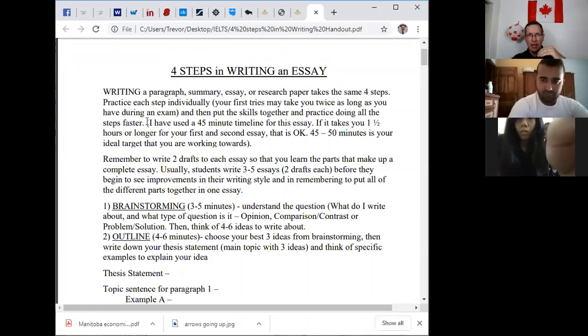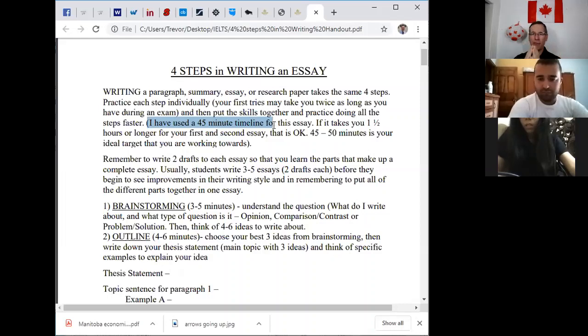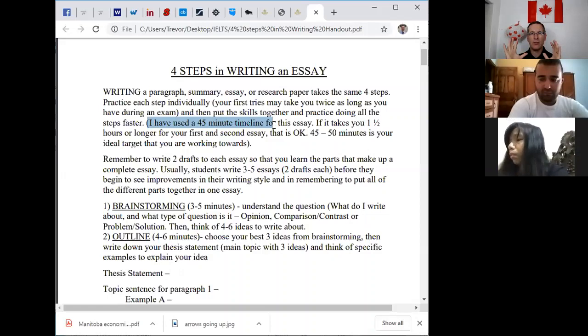What I ask students to do is to write an essay. I use a 45-minute timeline because with IELTS, you have 1 hour and you have task 1 and task 2. So typically students would spend 12, 15, maybe 20 minutes on task 1 and then 40 to 45 minutes on task 2. When you first start writing, it probably takes you a little more time, but once you've practiced over 3 or 4 essays, you'll find it gets faster and the time to think of ideas and write them down becomes shorter.